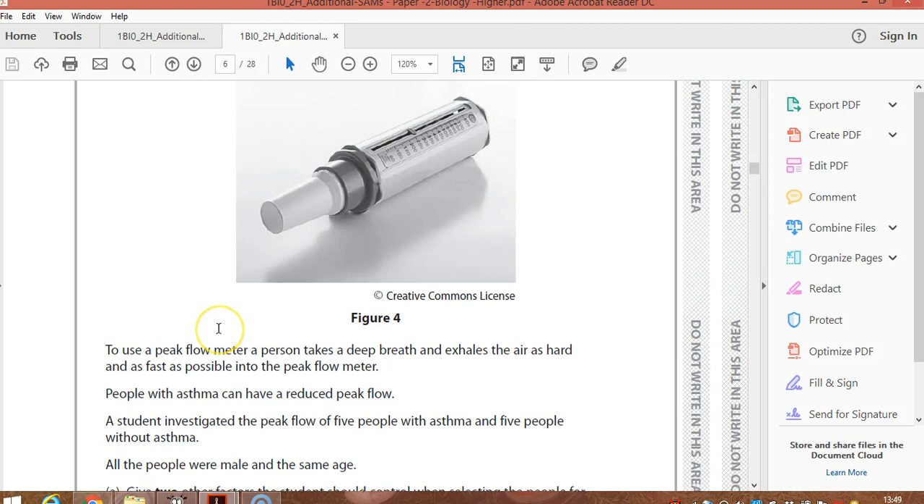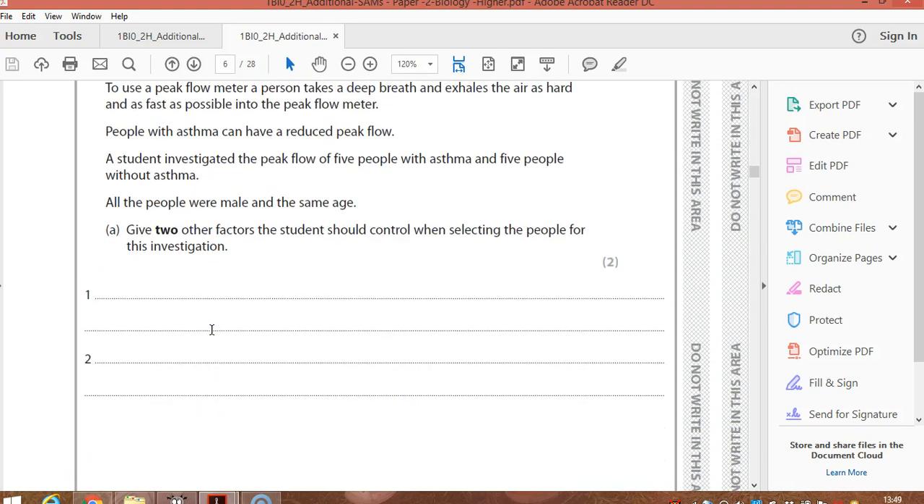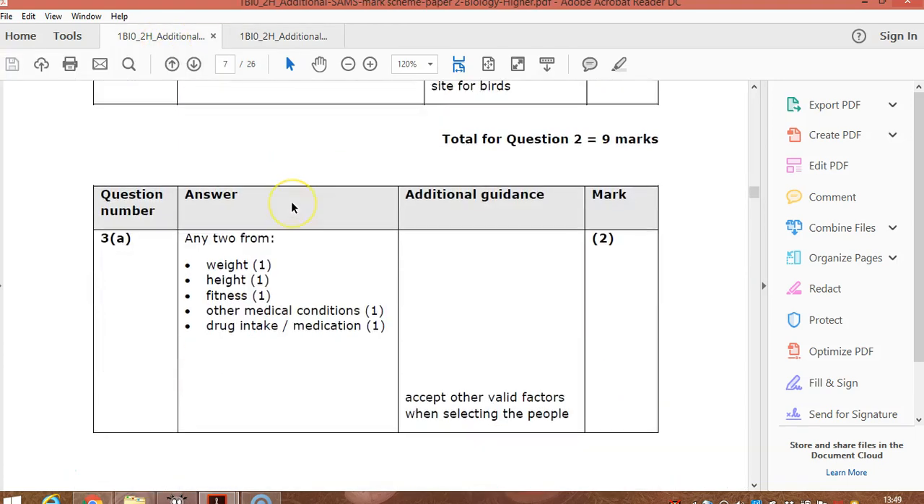A student investigated the peak flow of 5 people with asthma and 5 people without asthma. All the people were male and the same age. Give 2 other factors the student should control when selecting people for this investigation. 2 marks, so you're just stating 2 things. Off you go. Right, so you need to say something like weight, height, fitness, other medical conditions, drug intake or medication, and you can accept other valid factors.